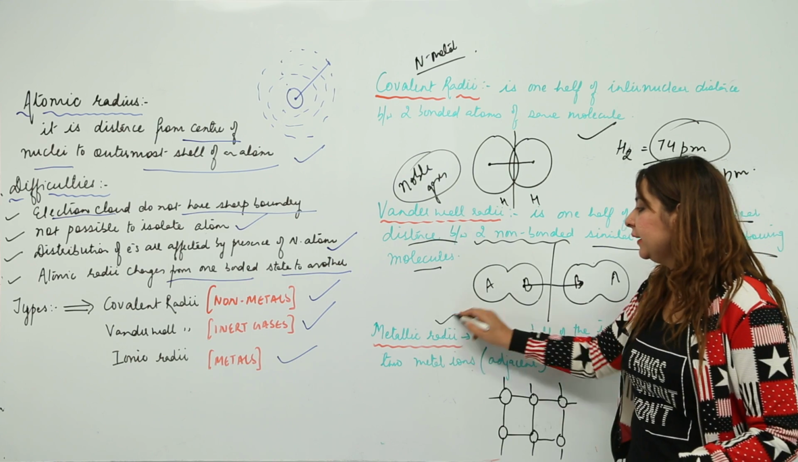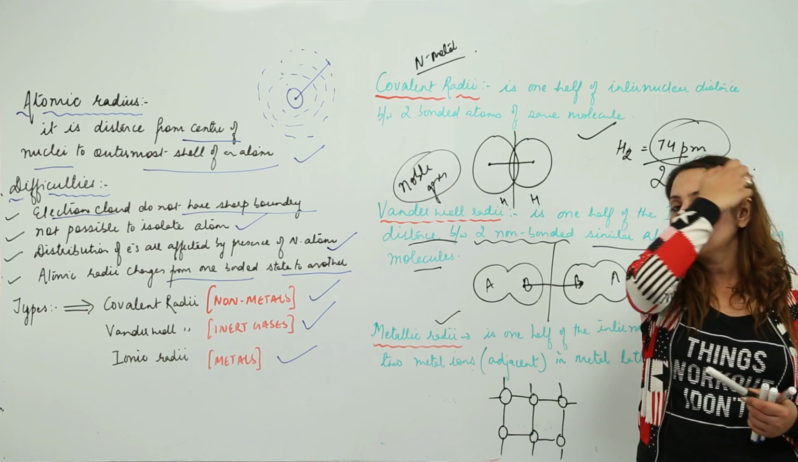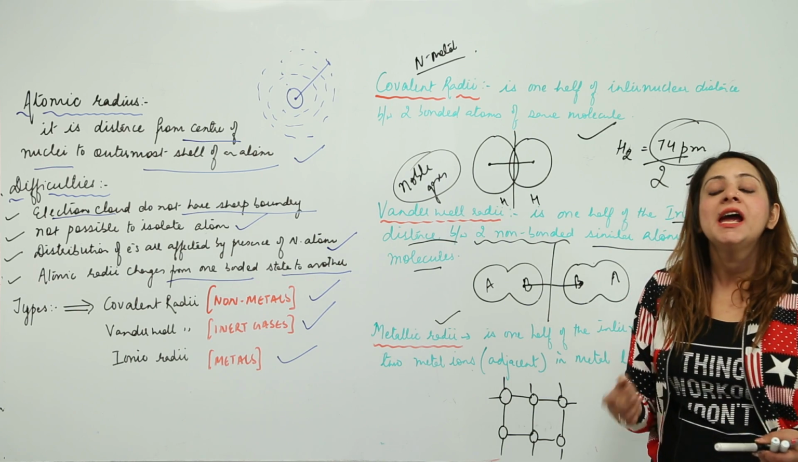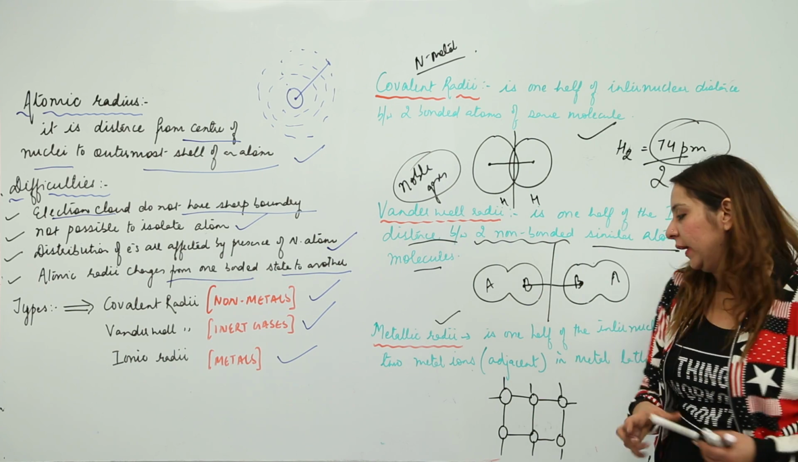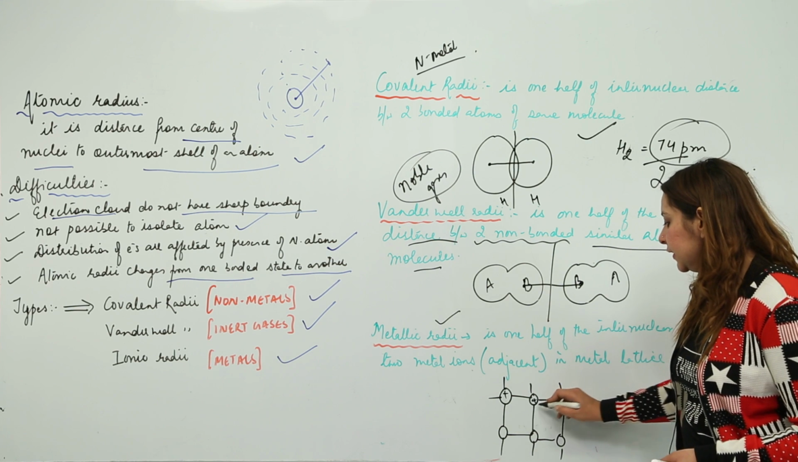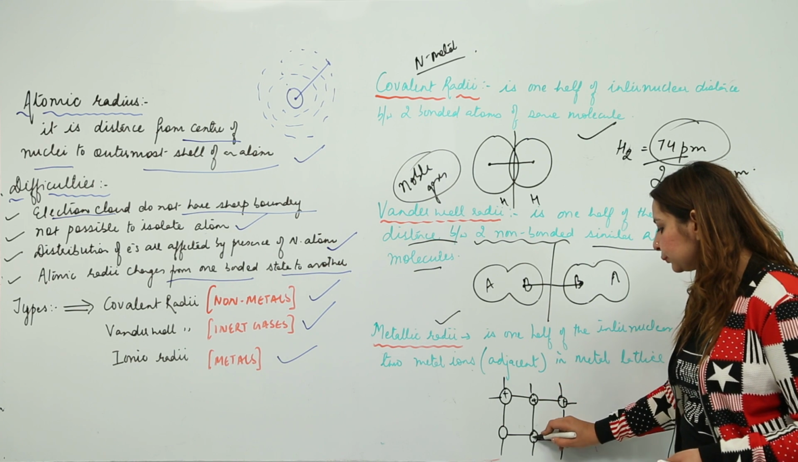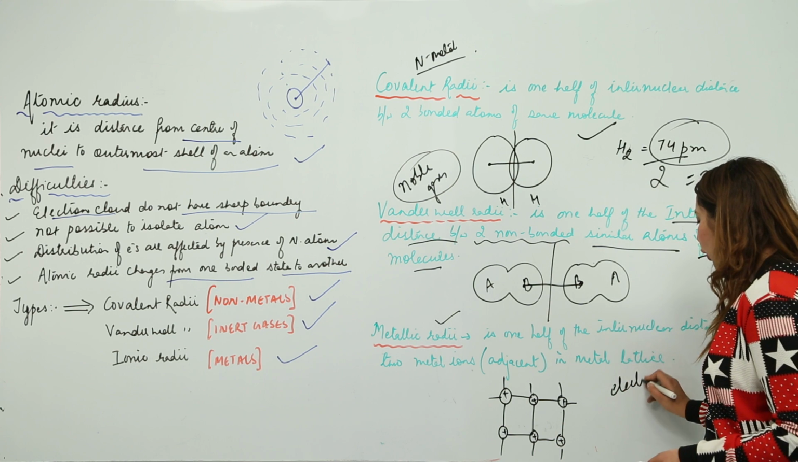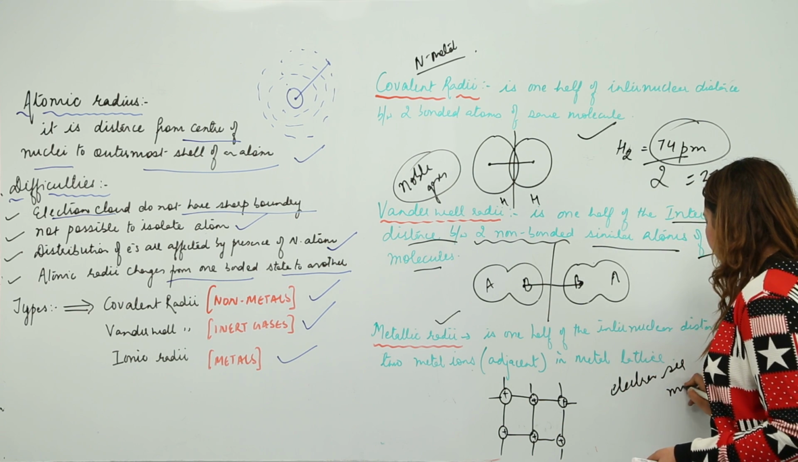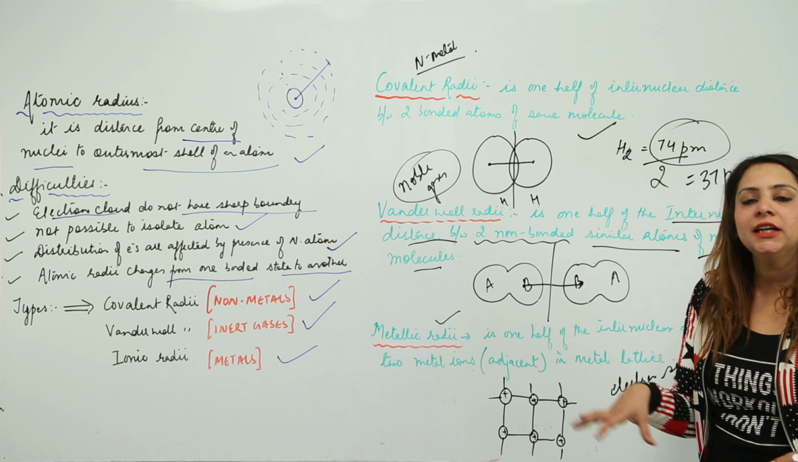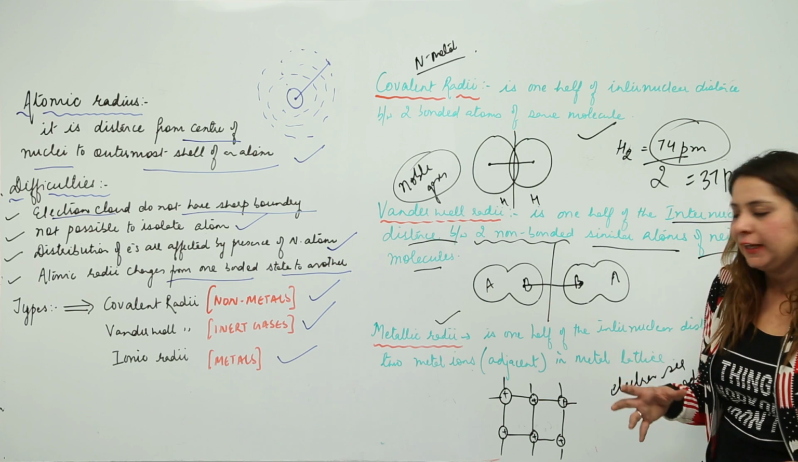Moving on to the metallic radii. According to the electron sea model, we know that metals, or metal ions you can say, exist in a metal lattice in a way that these metal ions, let's say these ions, are floating in a sea of valence electrons. So this is what an electron sea model is. According to the electron sea model, we see that metal ions are floating in a sea of valence electrons.